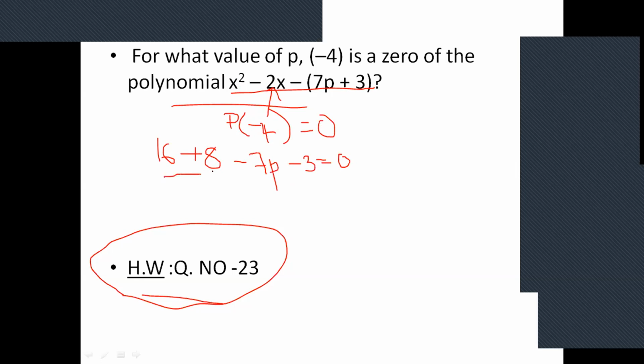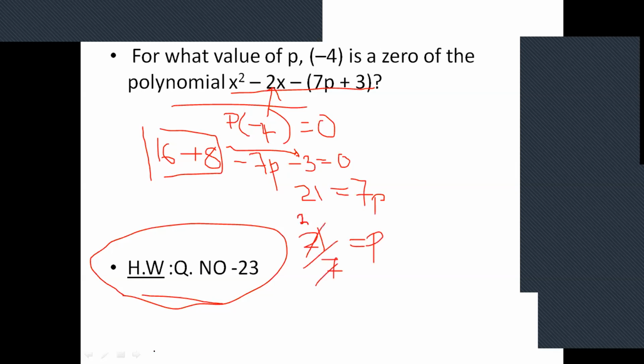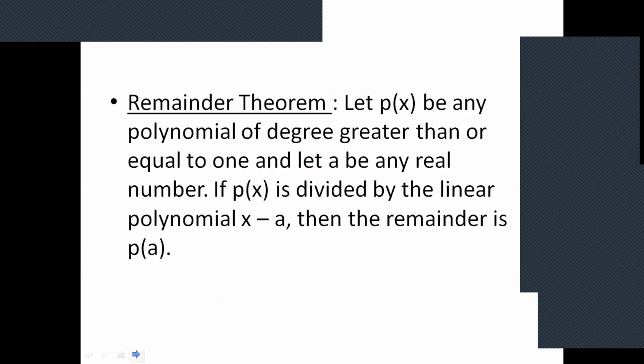When you add this, you get 24, and then subtract, you get 21 altogether. Take 7p to that side, you will get 7p here, and then p is equal to 3. I think most of you have got the answer as 3. Those who did not get it, please do it once again. Okay, good. So now we'll move on to the next, that is the remainder theorem.